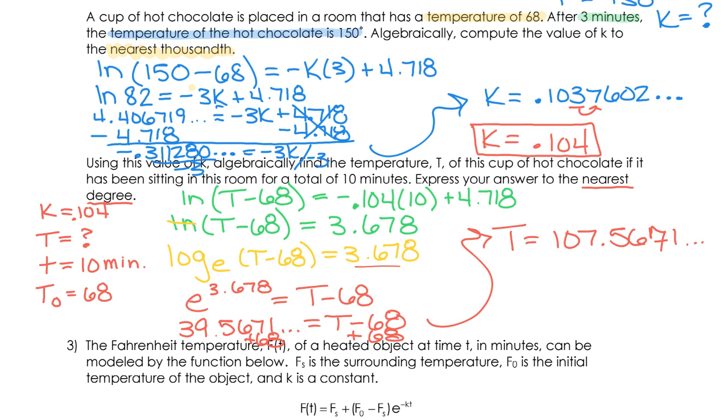And they said to the nearest degree. So nearest degree would be the 7, but look next door, and that's going to change it to 108 degrees. And I believe we're in Fahrenheit. Did they say Fahrenheit? I don't think they did. All right, so we'll just leave it like that. Most likely, I would think that that's Fahrenheit. All right, so that one's done. So not terrible. Okay, let's go ahead and try number 3.